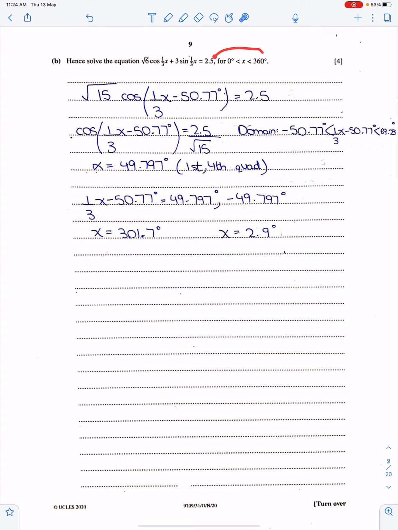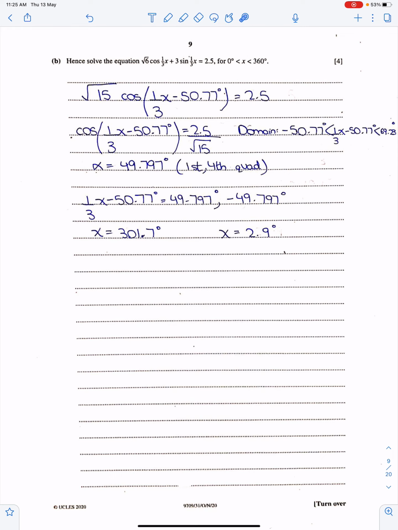Now you have to change this domain according to this angle. You must have 1 upon 3x minus 50.77 here. When you alter this domain with respect to this angle, you will get this domain. This is the new domain. This means you have to work in clockwise direction and this means you have to work in anti-clockwise direction. And since cos is positive, you need to work in both the directions. This is the value of alpha. So when you are working in clockwise direction, this will be the answer. When you are working in anti-clockwise direction, this will be the answer.